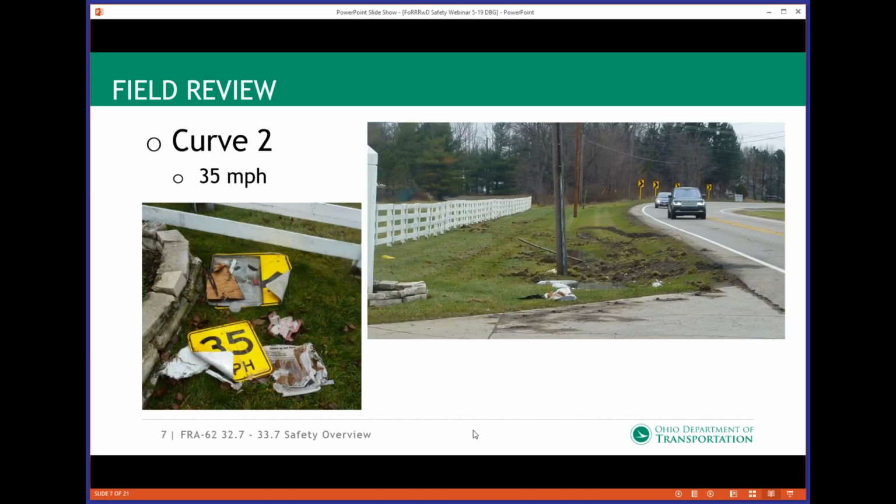Curve 2, I have a couple pictures of this. This is again on the south side. It just so happened that when we were doing the field review, there had been another recent crash where someone ran off the road and took out the curve warning sign for curve 1. And so this curve also had a 35 mile an hour advisory speed and chevrons installed.